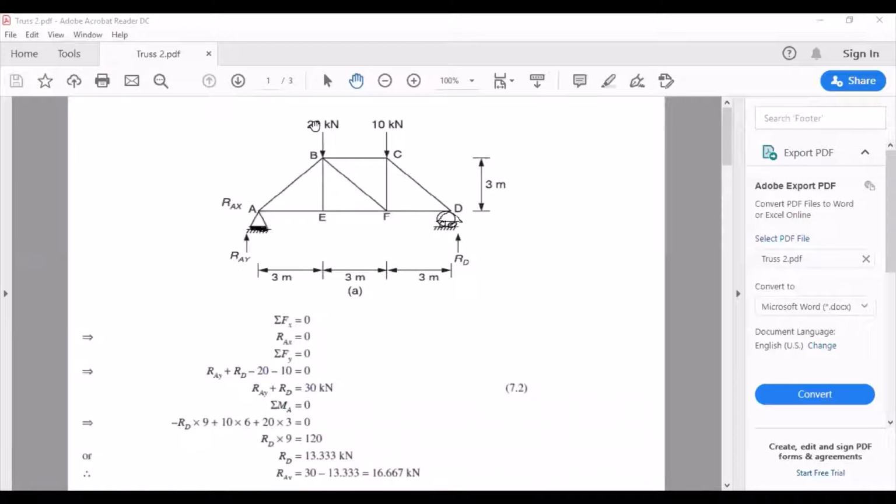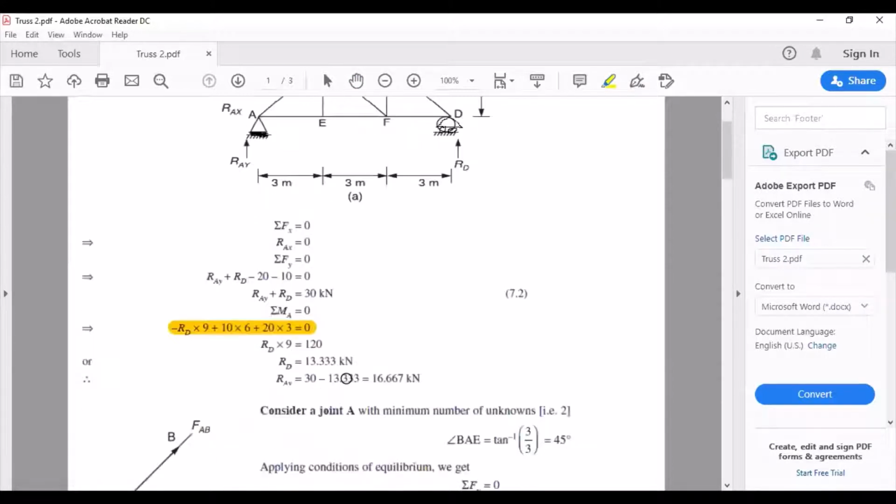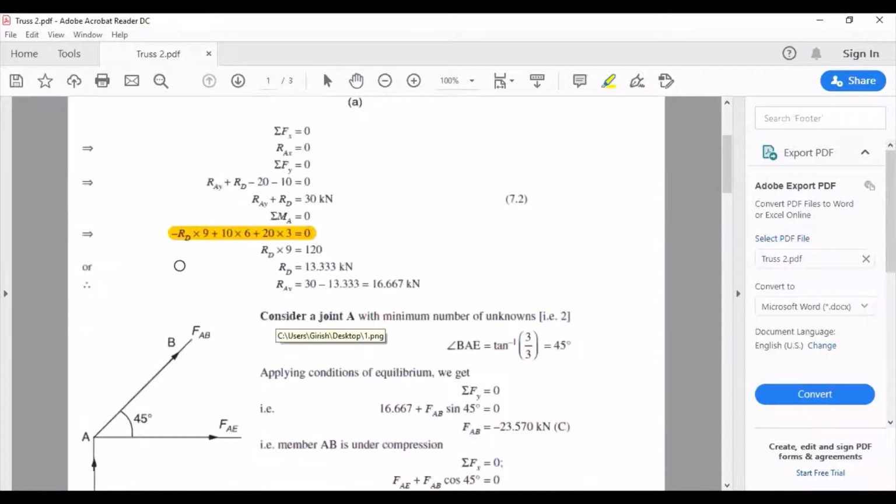Okay, next you have 20 kilonewton, which is acting downwards. Thereby, the distance to be multiplied is horizontal, which is 3 meters. So 20 into 3, which is again causing a clockwise rotation. So it is positive 20 into 3. Now the only unknown in this equation is RD. Thereby, rearranging the terms here, you can calculate RD as 13.33 kilonewton. So one of the reactions is calculated.